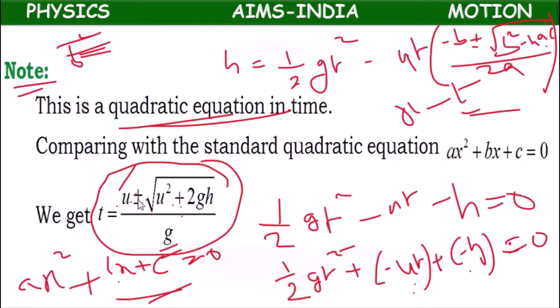Because here we have plus or minus, if you keep plus, one value will come, and if you keep minus, one value will come. One value will be positive, one value will be negative. Time will never be negative, so the positive value will be our answer. While solving problems, we can use this equation, and there you will get clarity, children. Okay, children, this is for time.